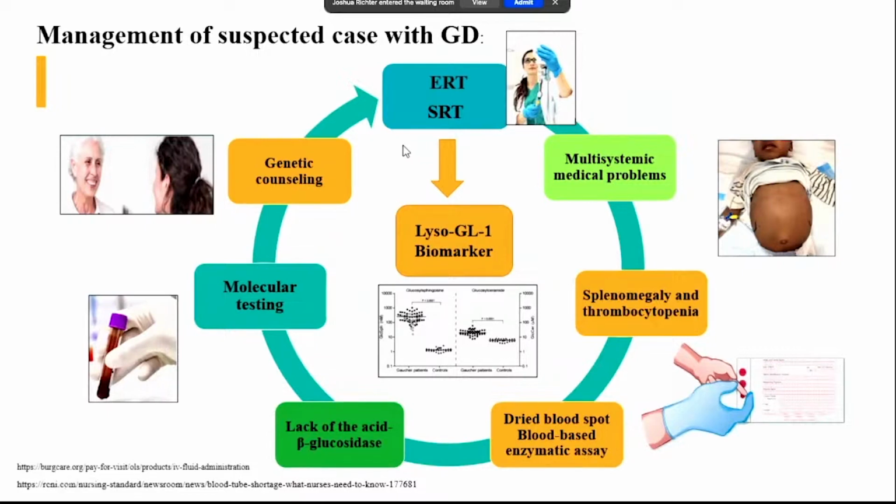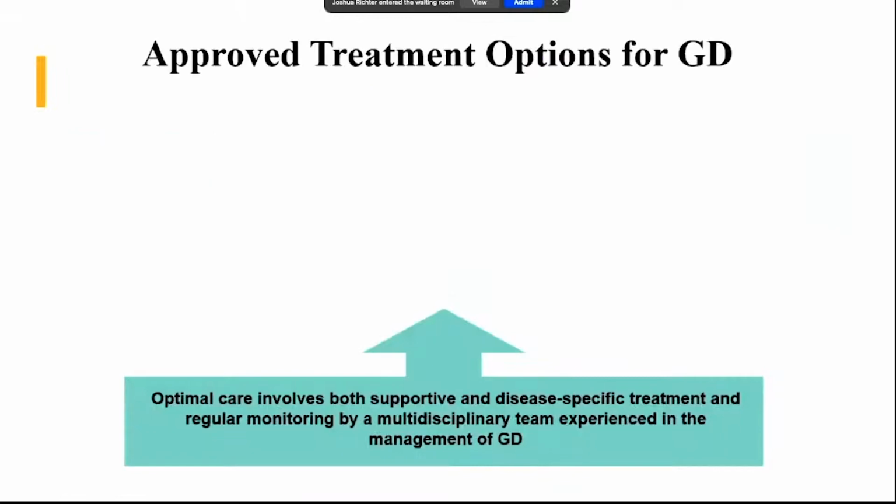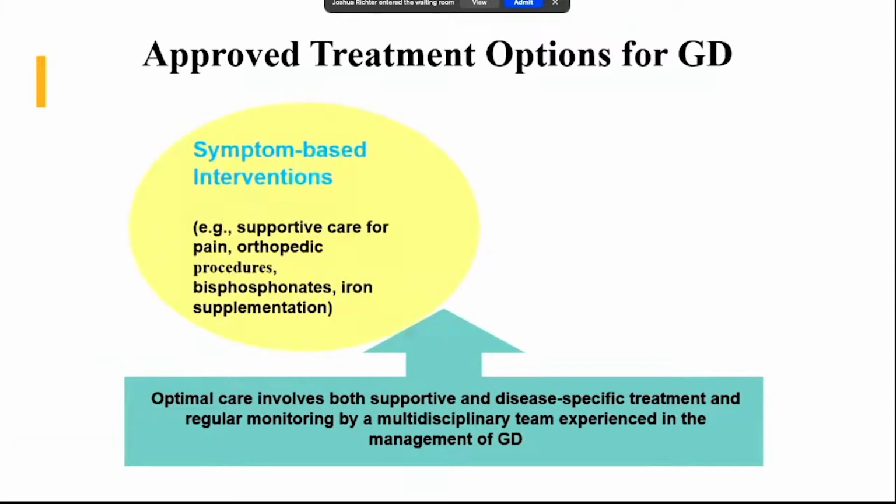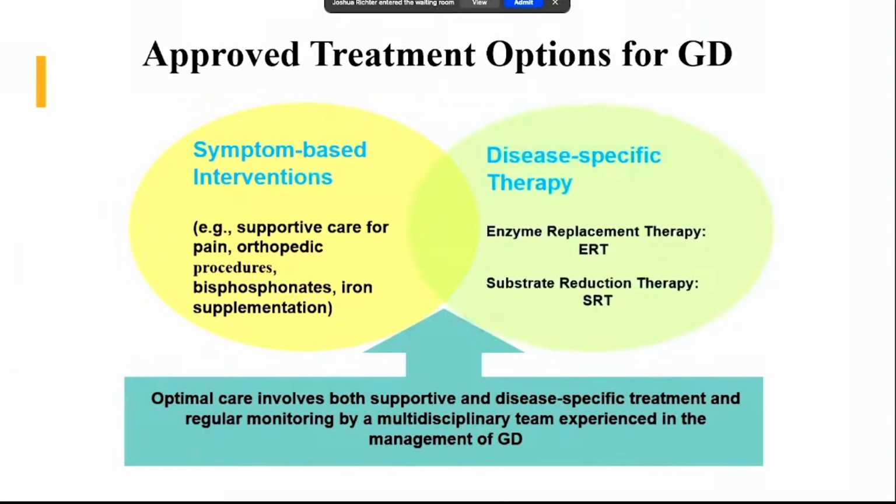The next step is to start the patient on treatment. We have two treatment directions: one to support the patient and treat his symptoms, and the other one is drug-specific treatment. Supportive measures would include referral to subspecialties, including orthopedic, neurologist, and ophthalmologist, and starting some medication to support his bones, which is very important. Disease-specific therapy is mainly enzyme replacement therapy and substrate reduction therapy.